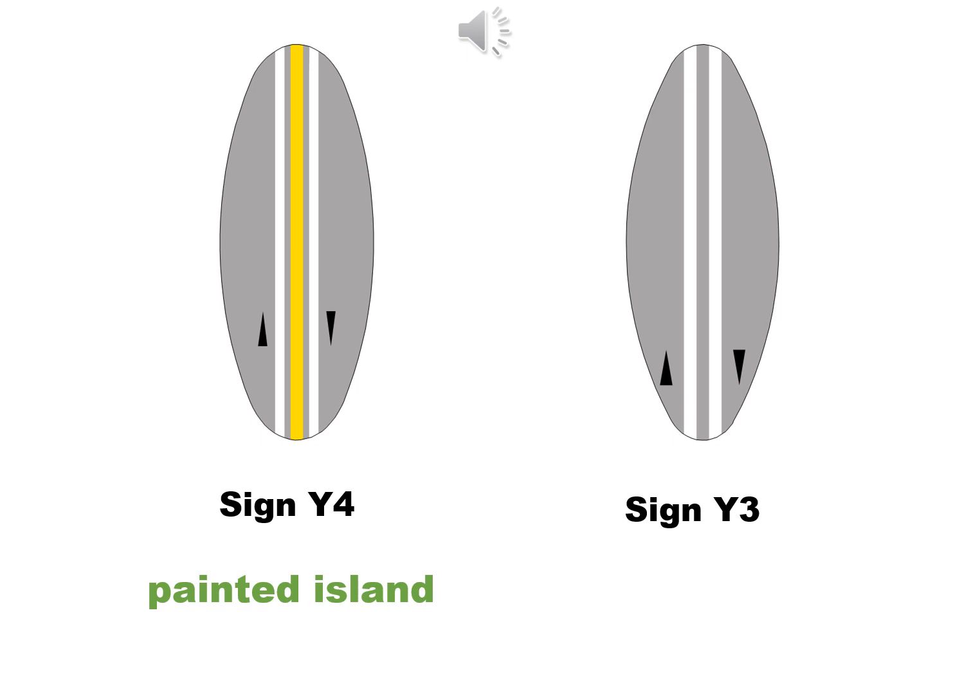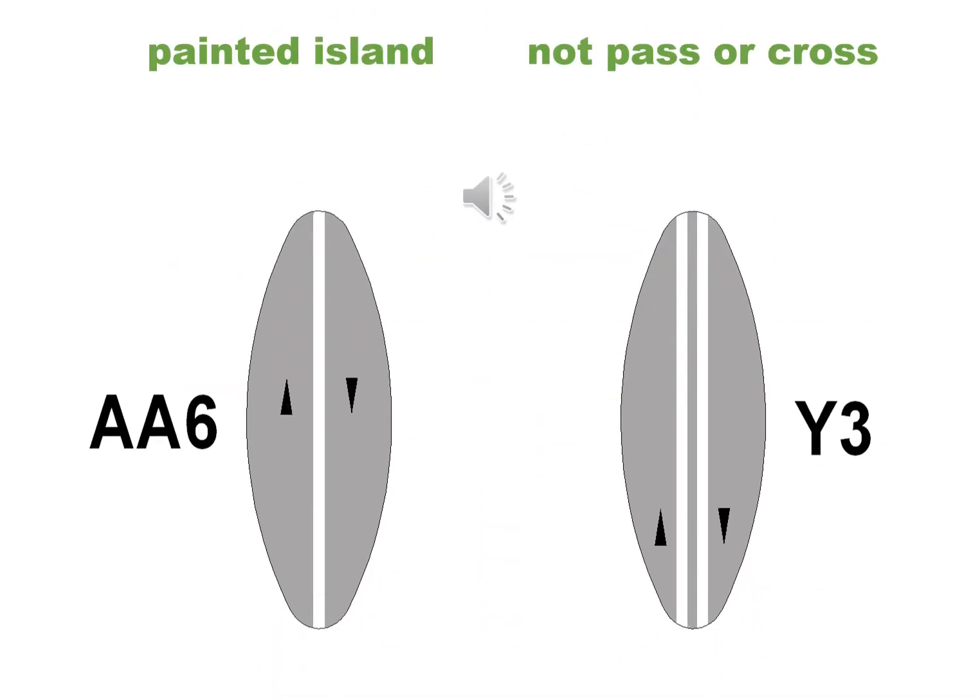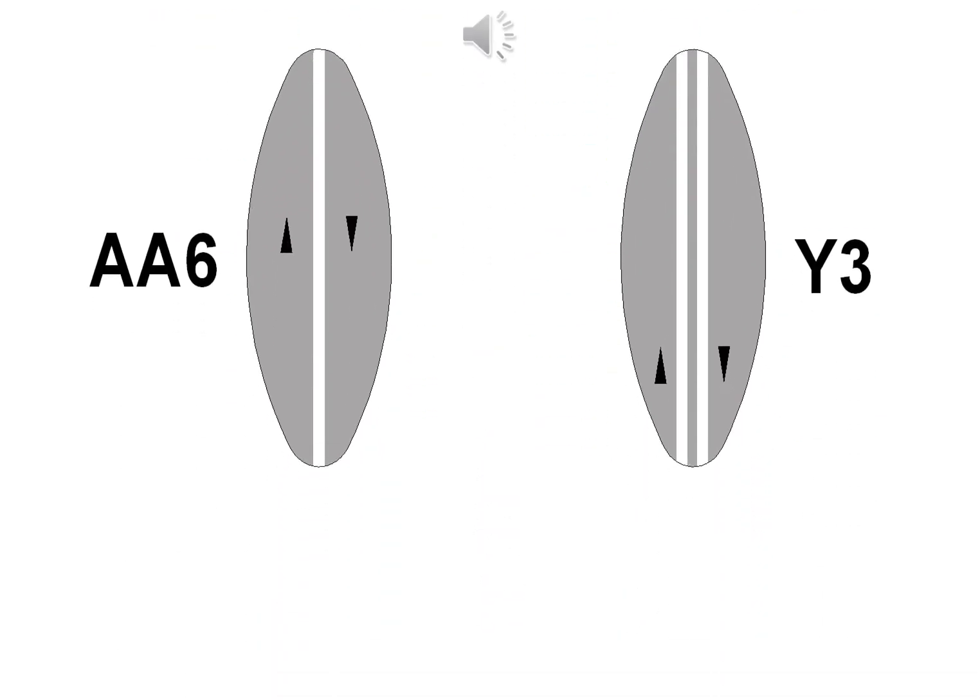Road marking Y3 shows you that traffic may not pass or cross on either side. What's the difference between road marking AA6 and road marking Y3? Road marking AA6 shows you may not pass other vehicles, while Y3 shows you may not pass other vehicles as well as may not drive over it to turn into a yard or a driveway.